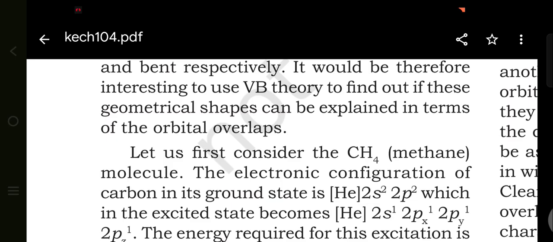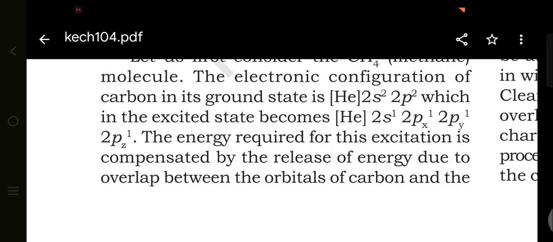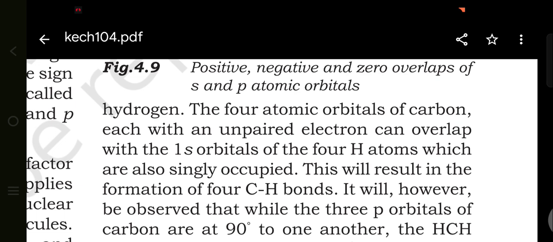Let us first consider the CH4 molecule. The electronic configuration of carbon in its ground state is [He] 2s2 2p2, which in the excited state becomes [He] 2s1 2px1 2py1 2pz1. The energy required for this excitation is compensated by the release of energy due to the overlap between the orbitals of carbon and hydrogen. The four atomic orbitals of carbon, each with an unpaired electron, can overlap with the 1s orbitals of the four hydrogen atoms, which are also singly occupied, and this will result in the formation of four C-H bonds.